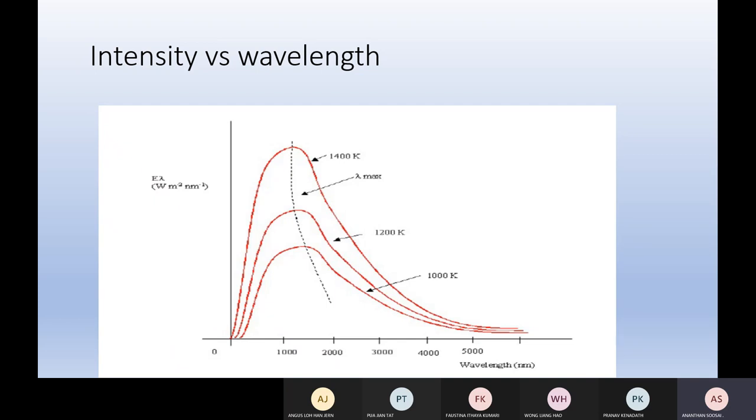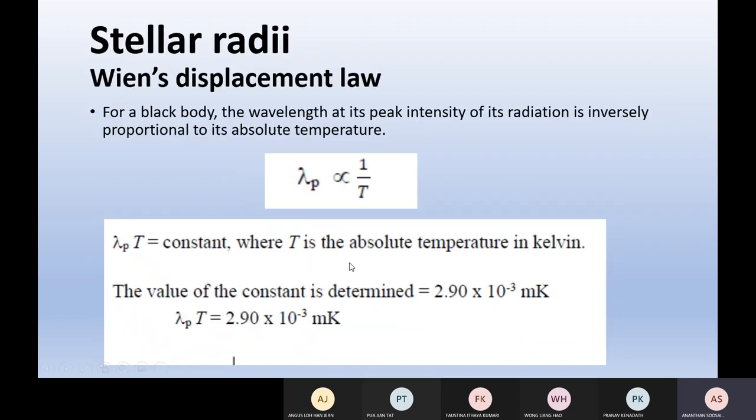So in other words, what we can see is that lambda, the peak wavelength produced by the black body, is inversely proportional to the surface temperature. Only for a black body. So if you want to release a shorter wavelength, the surface must have a higher temperature. A higher temperature releases an even shorter wavelength. So, intensity versus wavelength.